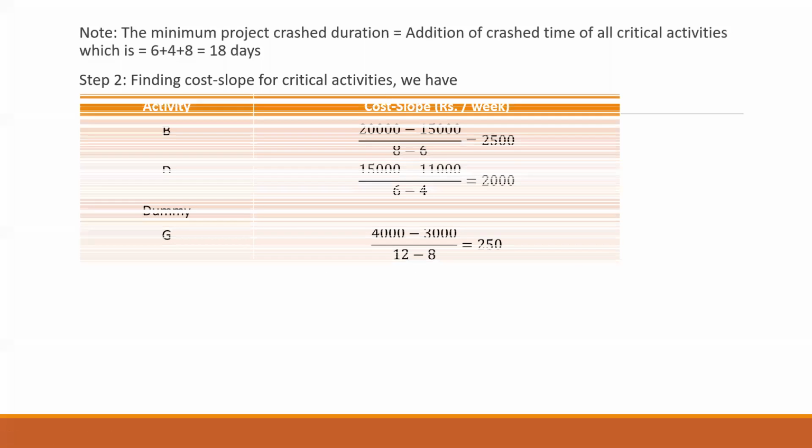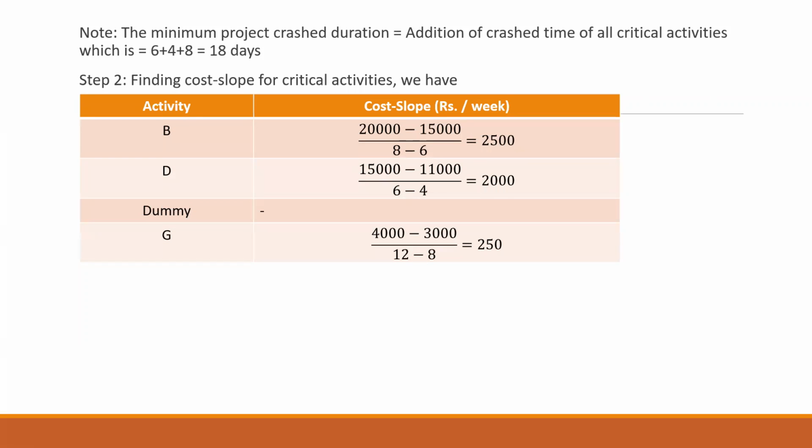So now let us find out the cost slope. For B, D, dummy, we are going to put a dash there. It's not required at all. And G, these are the critical activities for which I need to find the cost slope. The formula, as you already know, is the crash cost minus the normal cost, divided by the normal time minus the crash time. I'm using thousands here.